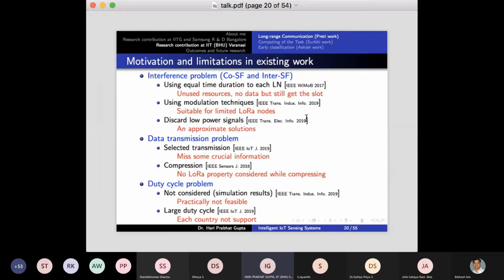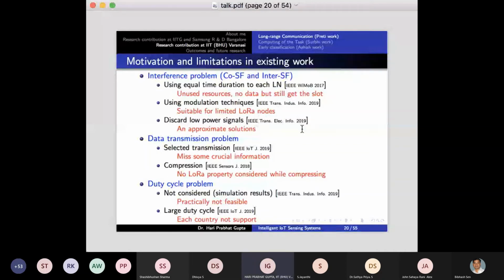In 2019, they use some modulation techniques, TDMA and other things. But the problem is that such modulation techniques are suitable only when there are very few nodes. If there are a huge number of nodes, then modulation techniques also have problems, and overhead comes into the picture. Whatever challenges the modulation techniques have, the same challenges come into the picture here.